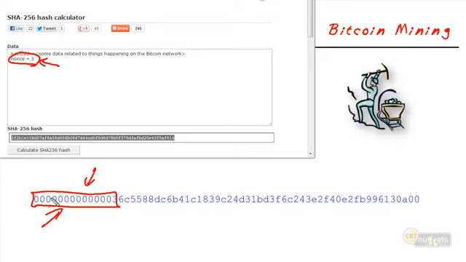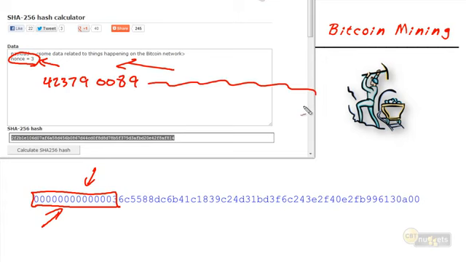But here's what they do. They say, okay, you came up with the correct information to create that hash. They will verify it. They'll verify, yep, the number 423790089, blah, blah, blah, as the nonce with all the other data, that is the correct data that actually will generate this hash.